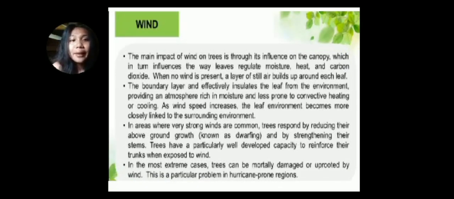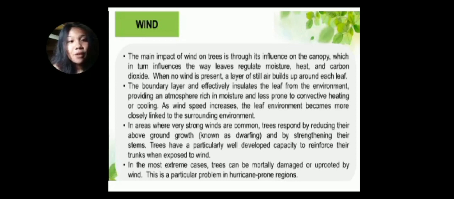Wind. The main impact of wind on trees is through its influence on the canopy, which in turn influences the way leaves regulate moisture, heat, and carbon dioxide. When no wind is present, a layer of still air builds up around each leaf. The boundary layer effectively insulates the leaf from the environment, providing an atmosphere rich in moisture and least prone to convective heating or cooling. As wind speed increases, the leaf environment becomes more closely linked to the surrounding environment.